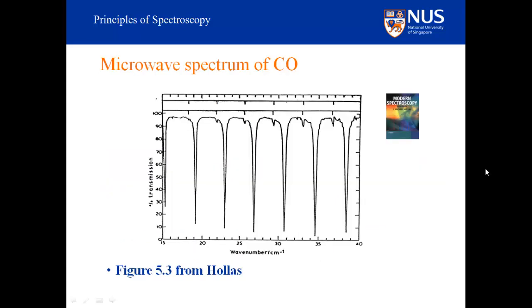Here is a typical spectrum that we might record for carbon monoxide. This figure comes from Hollis's modern spectroscopy. What features do you notice? I hope the first thing that you notice is that the spectral lines appear to be evenly separated. I should also point out here that we are measuring transmission and not abundance. So when the transmission is small, it means that the sample is doing a lot of absorbing.